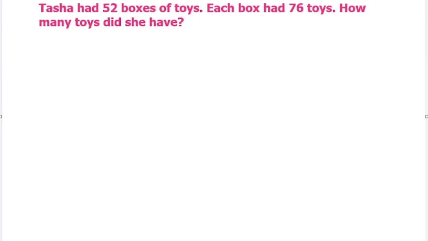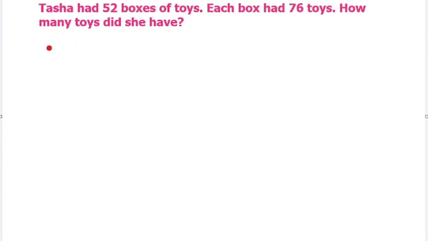In this video, we're going to do a multiplication word problem. And the multiplication is a 2 by 2 digit number. So if we have a problem like this that says Tasha had 52 boxes of toys. Each box had 76 toys. How many toys did she have?